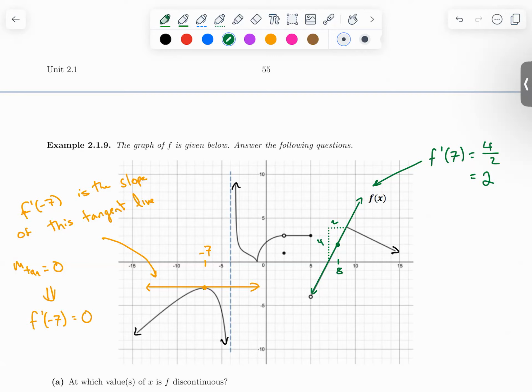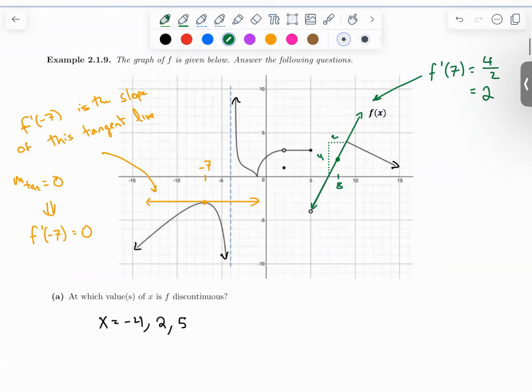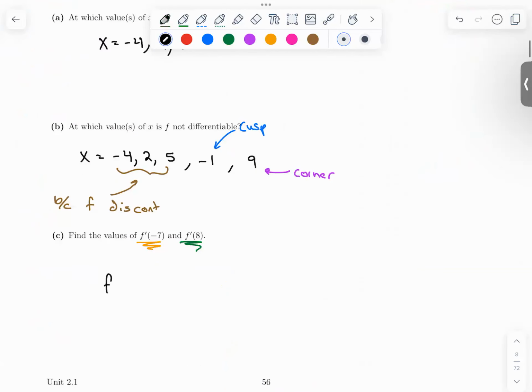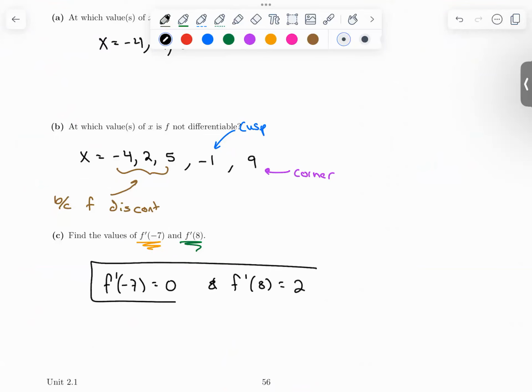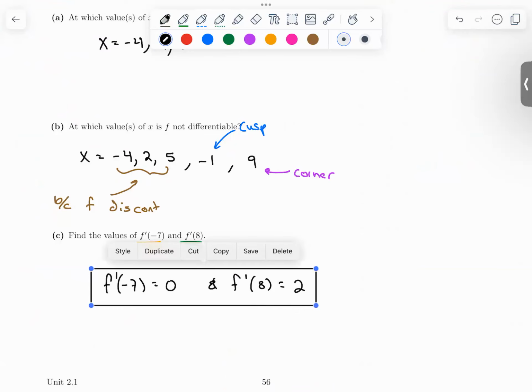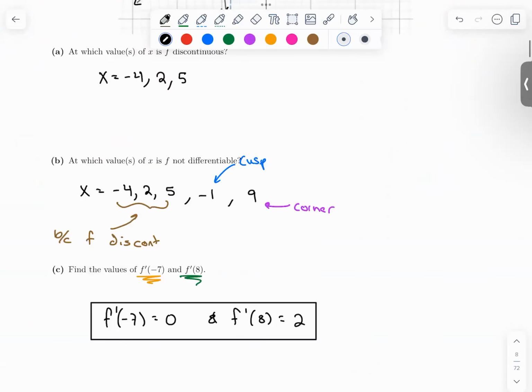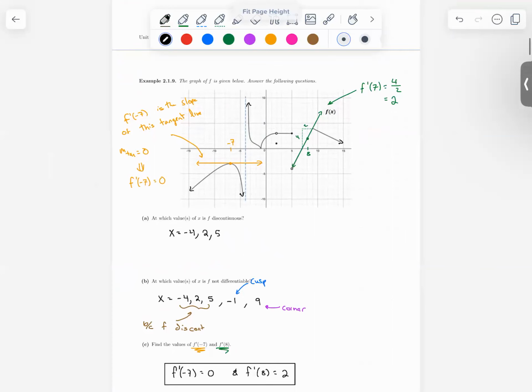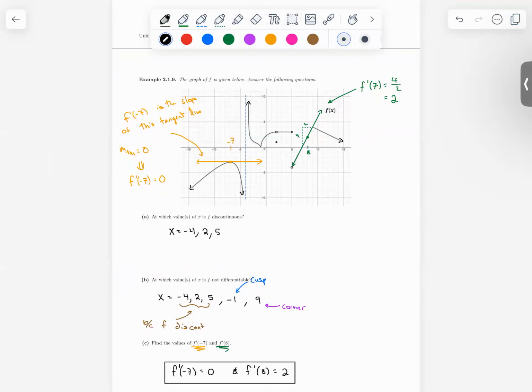Any questions on that? So we're looking at the slopes of tangent lines because the slopes of tangent lines are the derivative at that point. So f prime of -7 equals 0 and f prime of 8 equals 2. Any questions on that? Yes. Oh, sure. Is that okay like that? I know it's kind of small writing, but if anybody needs me to zoom in, let me know.